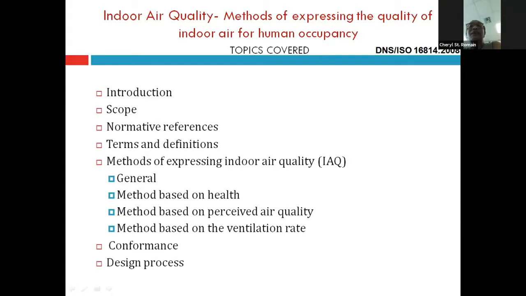The next standard, which is the methods of expressing the quality of indoor air for human occupancy, looks at the same criteria: introduction, scope, normative references, terms and definitions, and methods of expressing indoor air quality. And that is general, method based on health, which is very important, method based on perceived air quality, method based on the ventilation rate, conformance, and the design process.